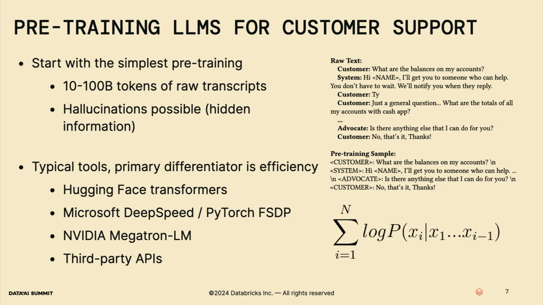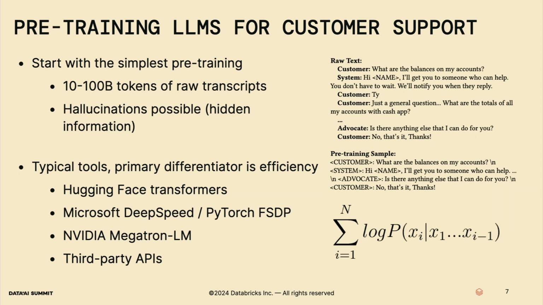But layered on top of that, you have model sharding technology like Microsoft's DeepSpeed, or built into PyTorch, they have something called fully sharded data parallelism that allows you to take a very large model and distribute it across multiple devices. You have more specialized toolkits, like NVIDIA has one called Megatron LM. And then there's also third-party APIs emerging where you can just take your data, upload it to some web service, and it will fine-tune a model for you.